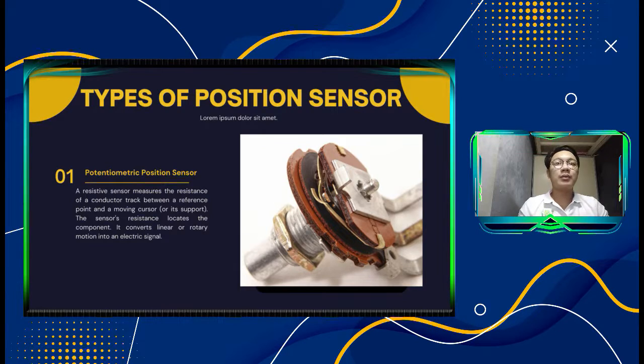Meron tayong maraming pwedeng paggamitan ng potentiometric position sensor kagaya na lang ng sa robotic application, computer game joystick, in automotive industry like yung sa steering wheel at yung sa throttle position. Pwede rin ito sa aerospace application tulad ng paggamit sa flight control at fin actuation. Pwede rin ito sa medical application.